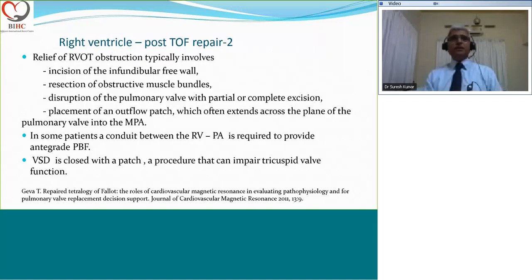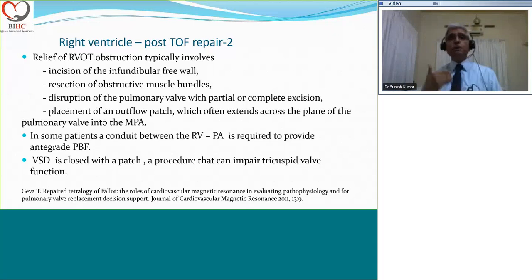In tetralogy repair, you have to relieve the RVOT obstruction. How would the surgeon do that? He has to incise the infundibular free wall. He has to resect the obstructive muscle bundles. He has to disrupt the pulmonary valve with partial or complete excision. He has to place an outflow patch which may extend across the plane of the pulmonary valve into the MPA and quite often into the LPA. One or more of these has happened to your patient.